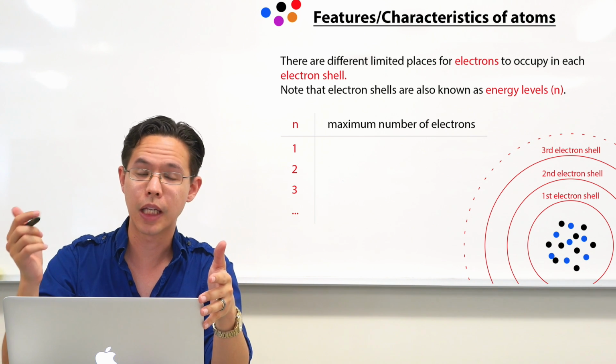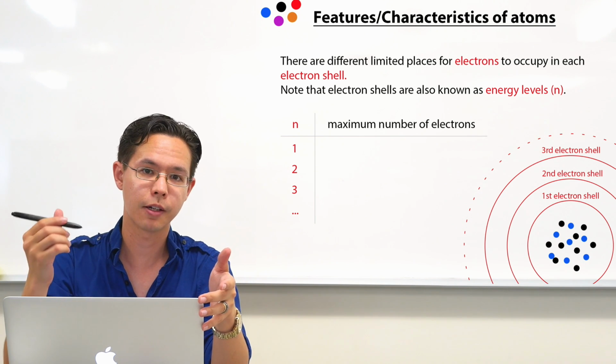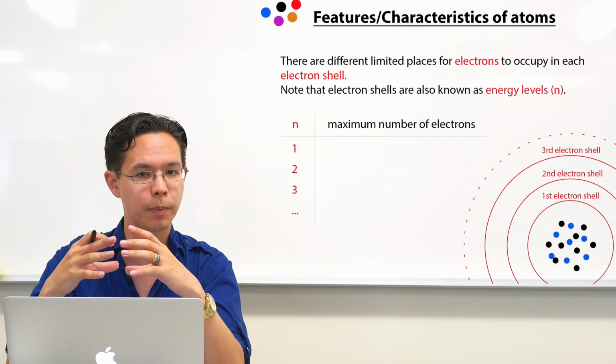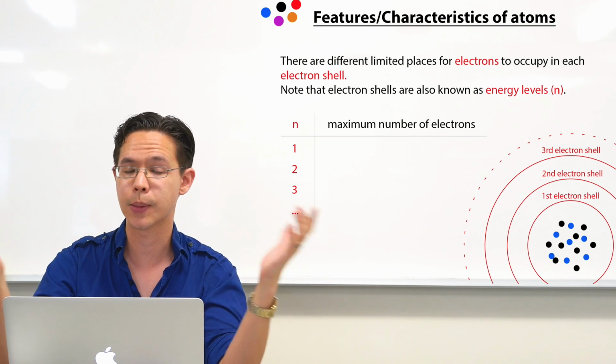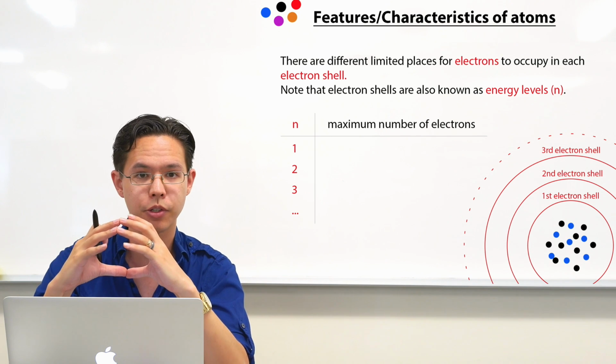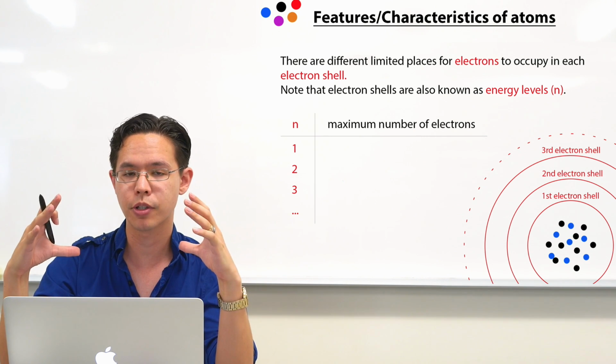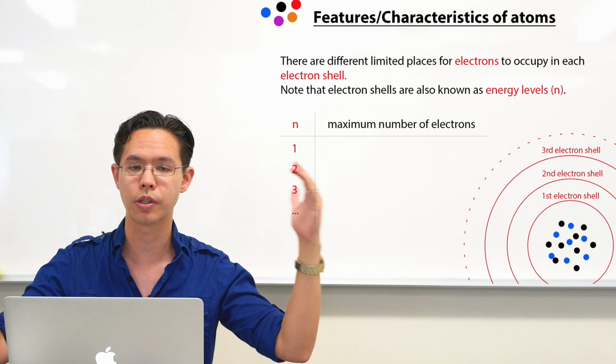Now we are going to look at electron shells, and specifically their capacity. Now we think about electron shells and we count them from the inside towards the outside. So we've got the first electron shell being very close to the nucleus, the second electron shell, the third electron shell, and so on and so forth.